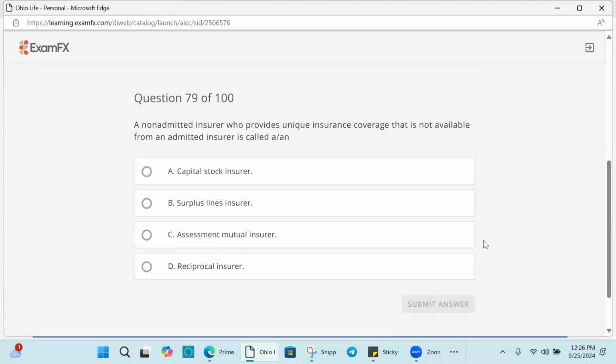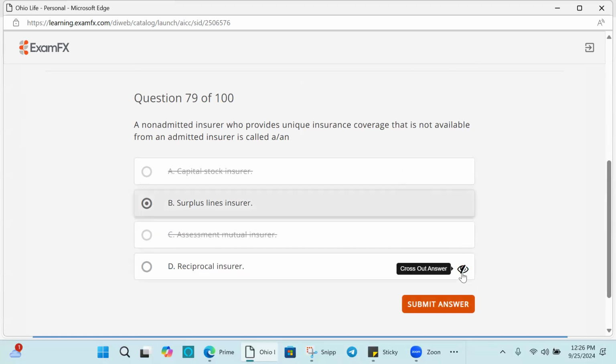A non-admitted insurer who provides a unique insurance coverage that is not available from an admitted insurer is called a surplus line insurer. Everything else doesn't exist. Not capital, assessment, mutual, no. Reciprocal, we said reciprocal is between insurers. Non-admitted, who provides a unique insurance coverage that's not available. Okay.